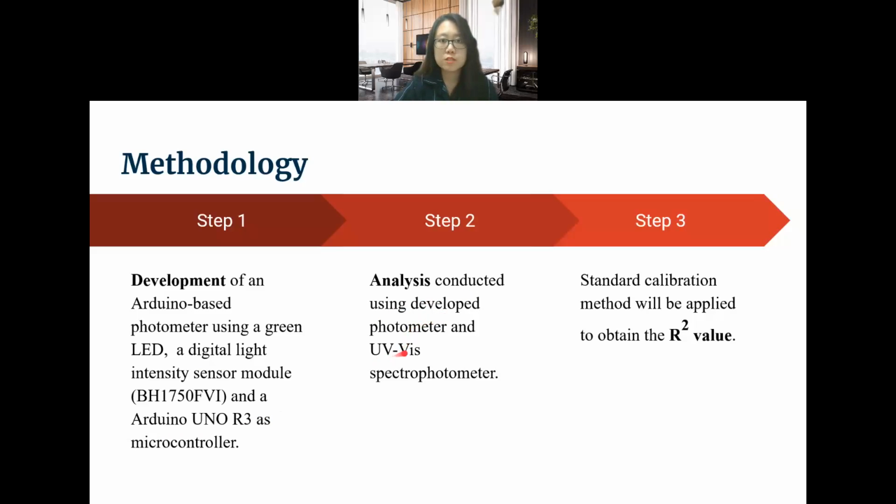After the development of the photometer, the analysis can be conducted using both the developed photometer and the UV-vis spectrophotometer. After the analysis is run and the data obtained, a standard calibration curve will be plotted to obtain the R-square value from each of them.